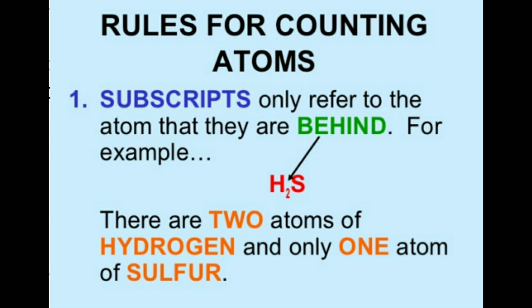Subscripts are the lowered numbers that go behind an atom. In this example, we have 2 hydrogen and only 1 sulfur. If no numeric subscript is given, it is understood to be 1.